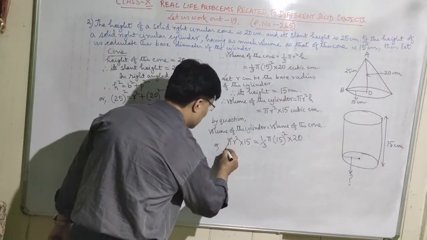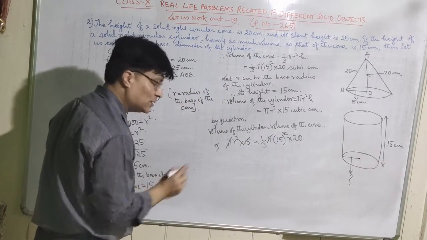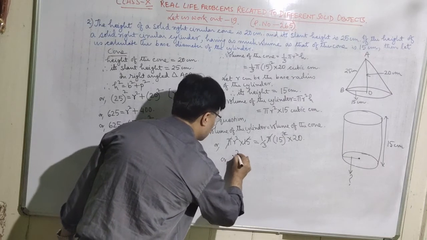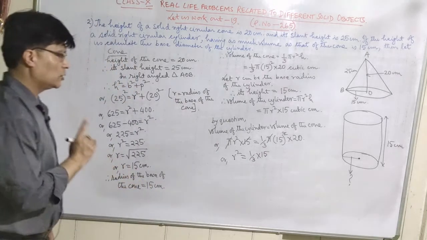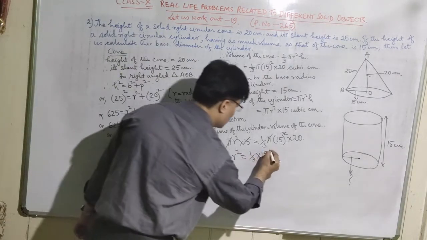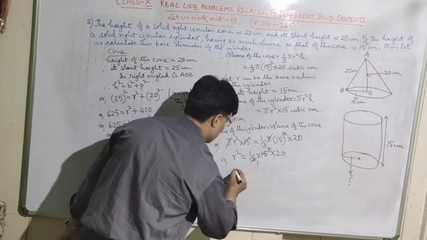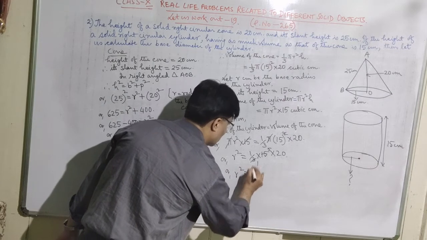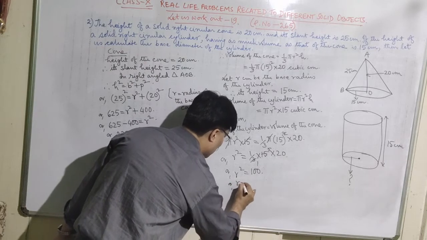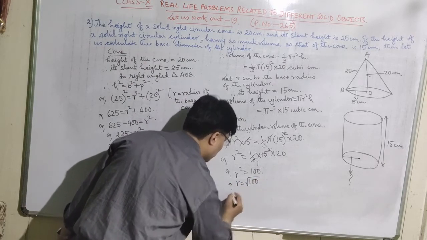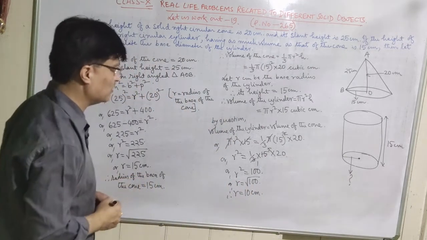Here you can cancel pi from both sides, and 15 and the square will be cancelled. Now r squared is equal to 1/3 of the remaining terms. So r squared is equal to 1/3 into 15 into 20. 3 ones are 3, 3 fives are 15. So r squared is equal to 5 into 20, which is 100. Is that clear? So what is the value for r now? It is root over 100, that is r is equal to 10. The unit is centimeter.